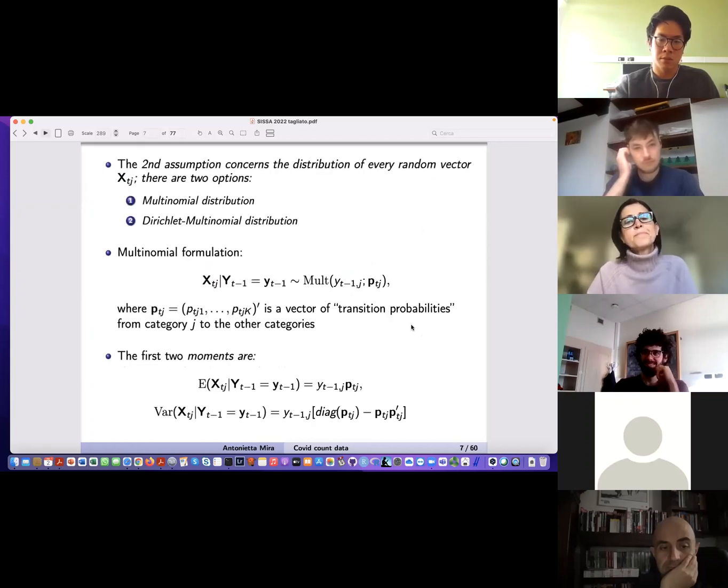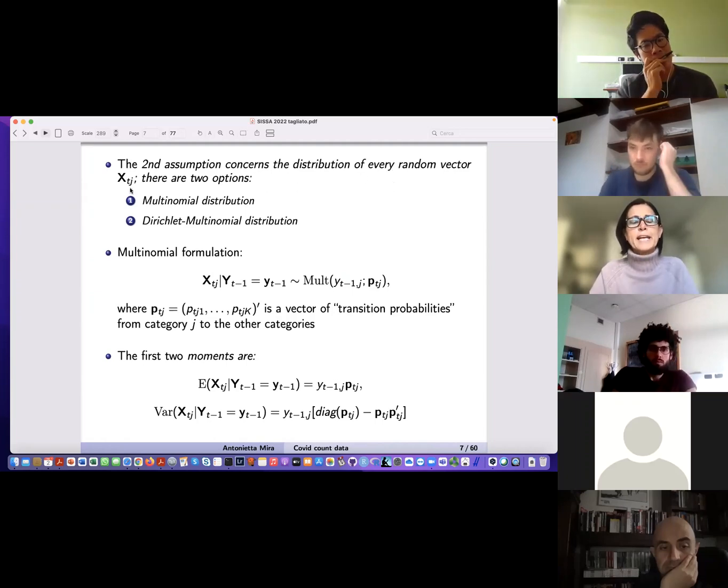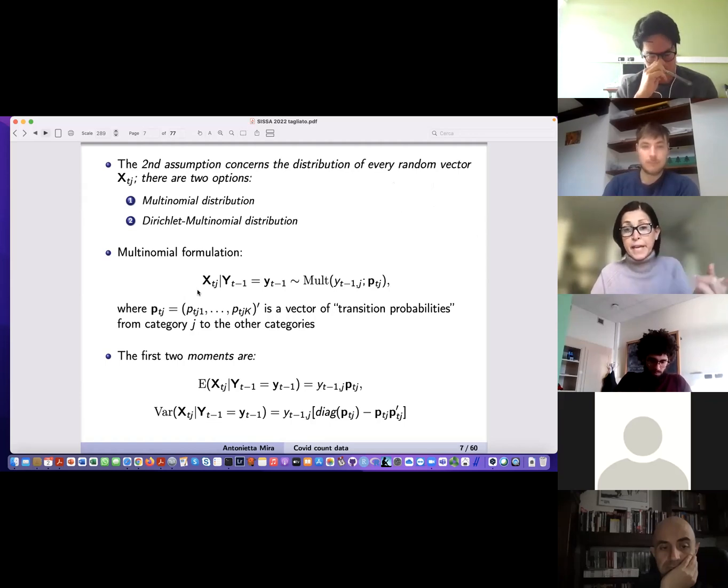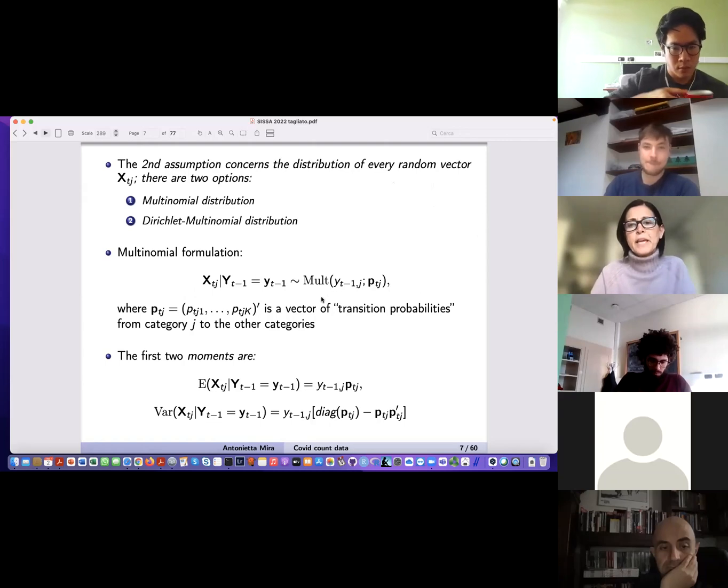The second assumption is how we are going to model the distribution of the random vector X_{t,j}, which is one of the rows in this matrix. We have 2 types of model: a multinomial model and a Dirichlet multinomial model for this X. We know the multinomial model is a generalization of the binomial model. So instead of 2 categories, we have k categories, in our case 6 categories. And we have those vectors of probabilities, which are the transition probabilities from category j to other categories.